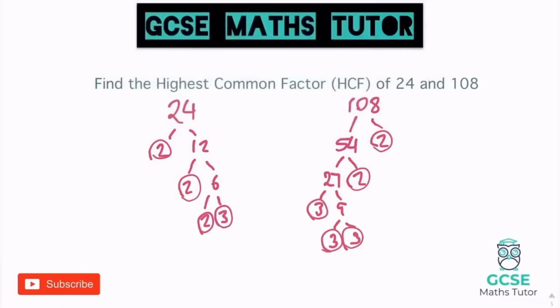Now if we write out both our lists, let's have a look. So 24, we've got 3 2s and a 3, so 2 times 2 times 2 times 3. 108 is slightly longer, let's have a look. We've got 2 2s and 3 3s. So 2 times 2 times, how many was it? And then 3 times 3 times 3.